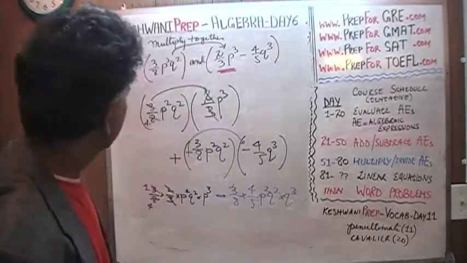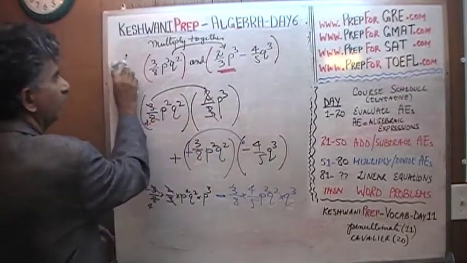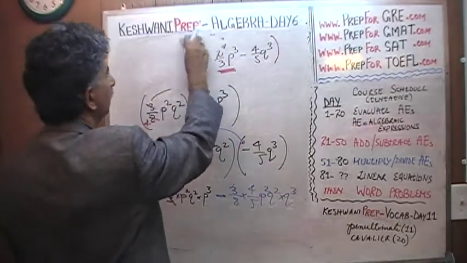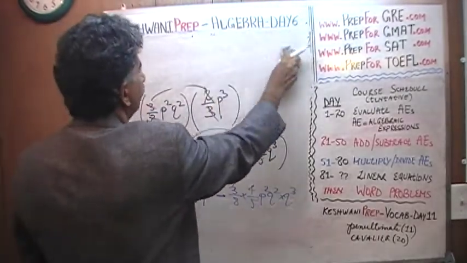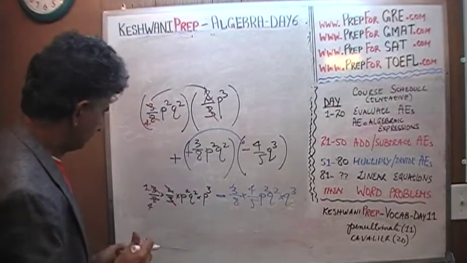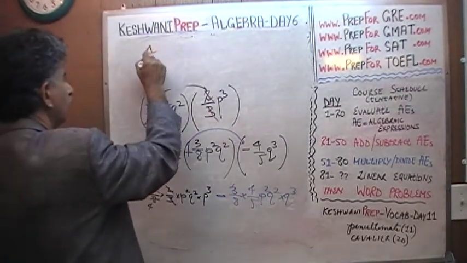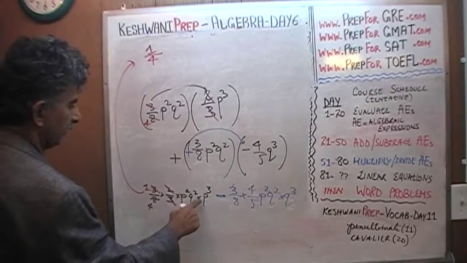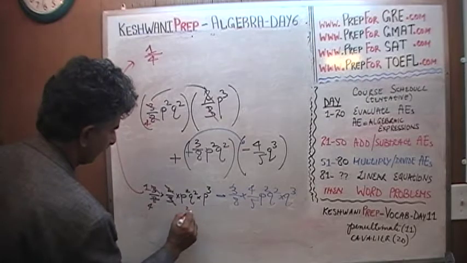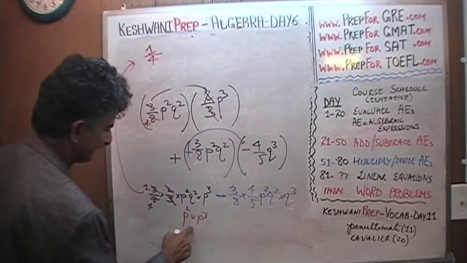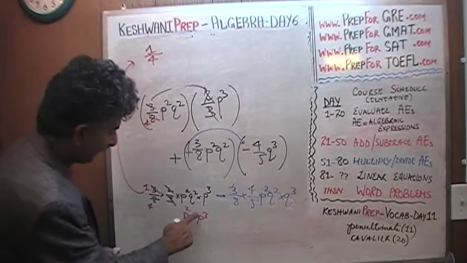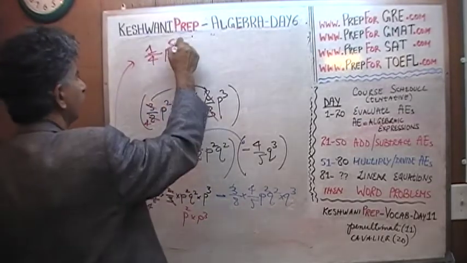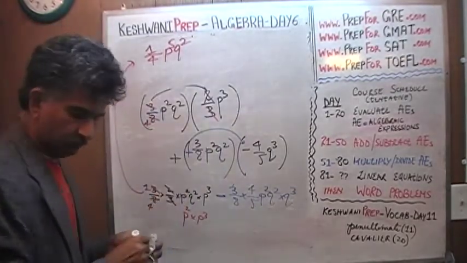I'm running out of room down here, so I'm going to put the answer on the top. I'm going to erase this thing, we don't need it anymore. So we have 1/4 p squared times p to the third. As long as the bases are the same, all we have to do is add the exponents. So it's p to the 5th times q squared. So that's the first part. Let's move on to the blue guy.